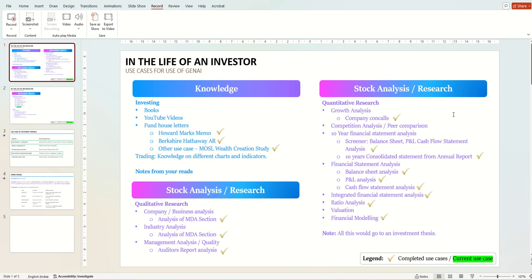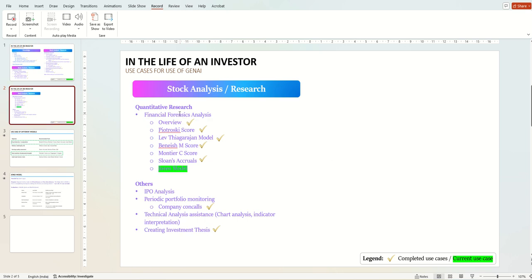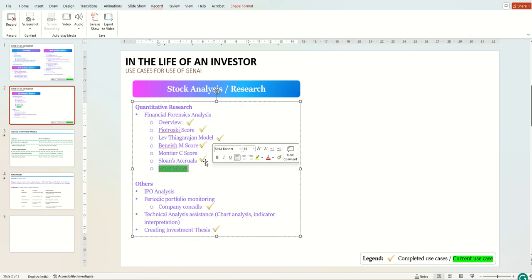Hello everybody, welcome to my video series on using AI for long-term investing. In this video, currently we are discussing the different financial forensic models and prompting for the same.